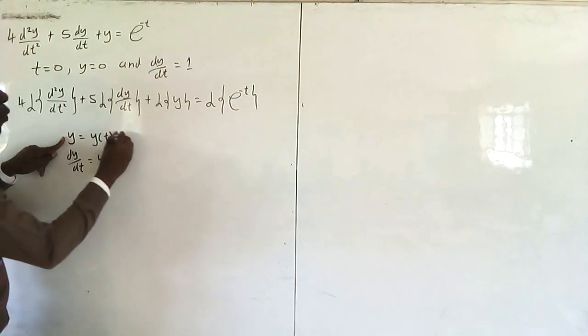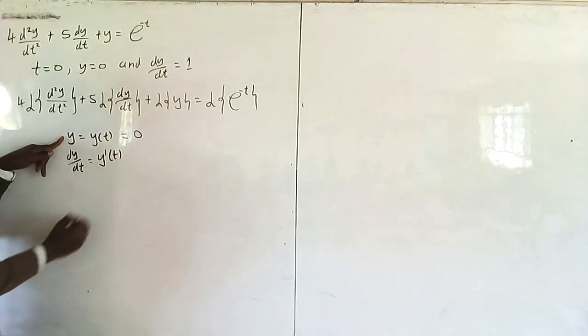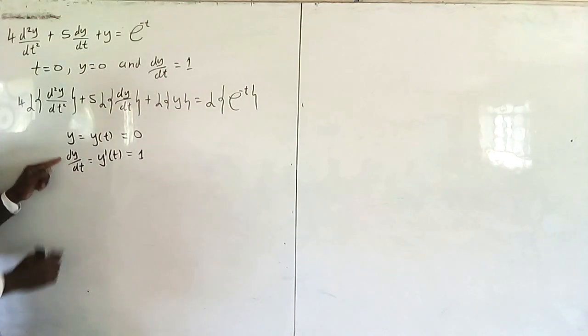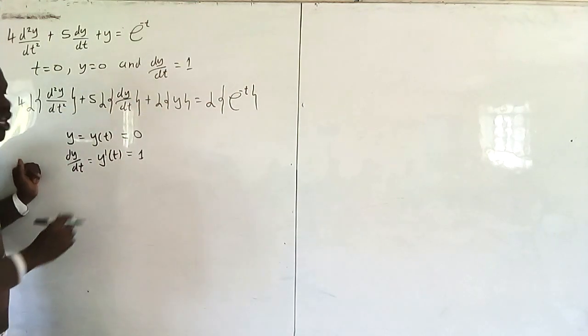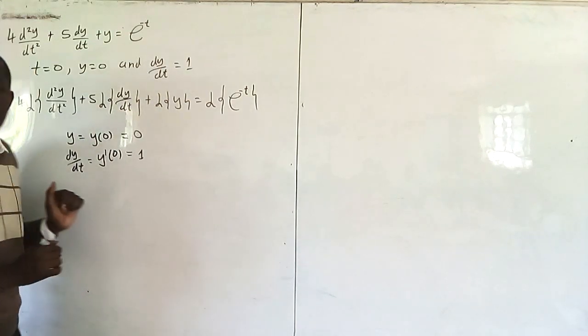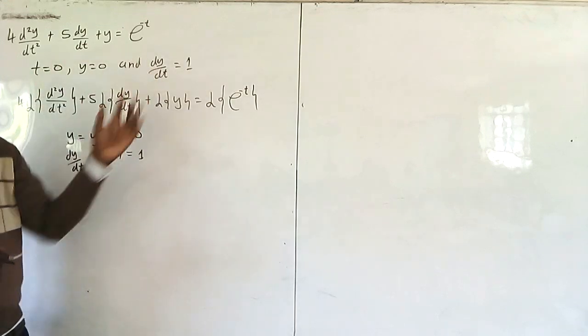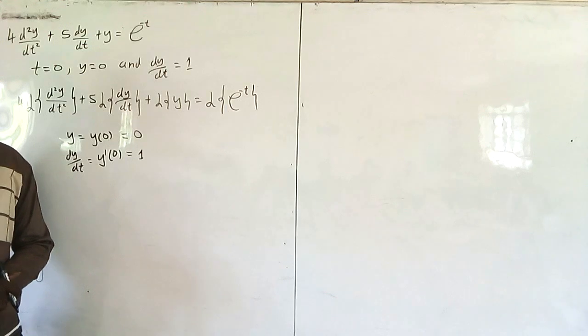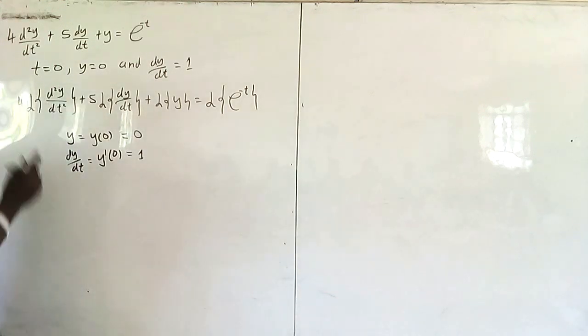And you'll be told this y is equal to what? And you'll be told this dy over dt is equal to 1, and you'll be told t is 0, meaning anywhere you see t you put 0. So you have transformed the initial conditions in terms of the Laplace notations, isn't it? So you start.